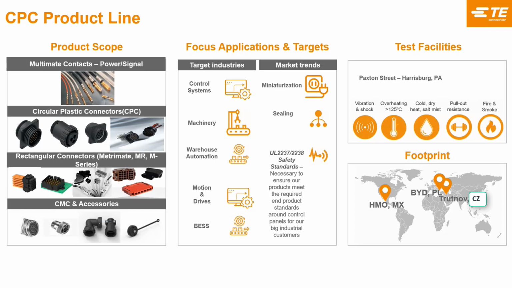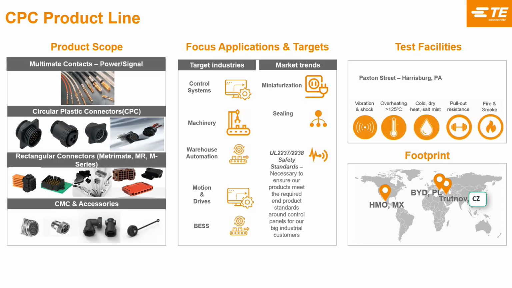It starts with the multi-mate contacts, which is basically the contacts that are assembled within a connector, and it covers both power and signal. The second one is the circular plastic connector itself, as you can see represented in the second category. The third one is the rectangular connectors, and part of the rectangulars are different product lines, like we call them Metromate, MR, and M series.